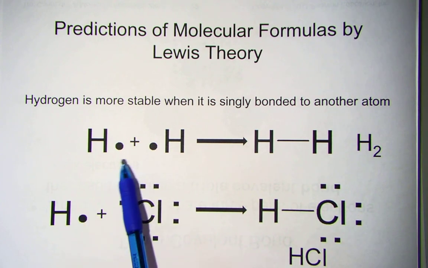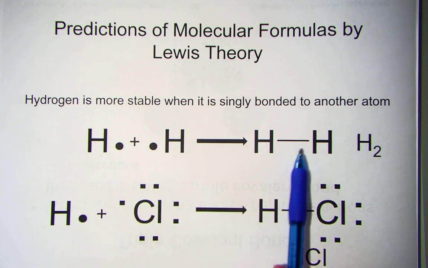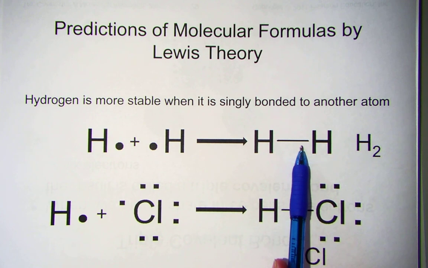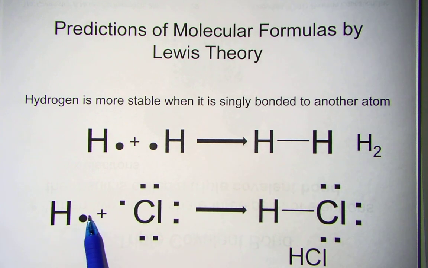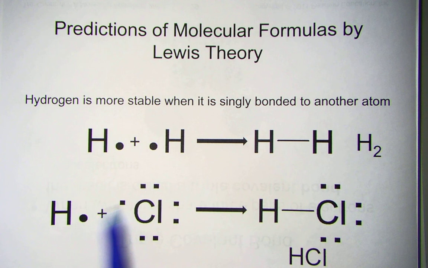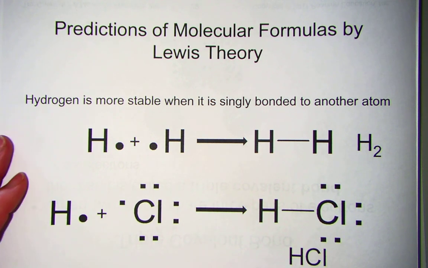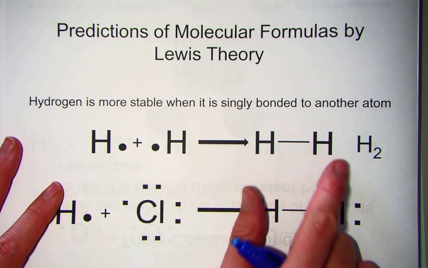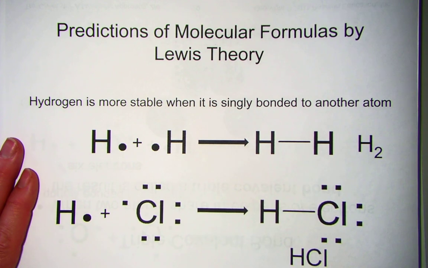Remember, hydrogen is much more stable if it only shares 1 pair to become like helium. So hydrogen does not obey the octet rule. Hydrogen only needs 2 electrons to fill its shell. Hydrogen needs to be like helium, its noble gas in period 1. So when hydrogen combines with itself, we have a shared pair. When hydrogen combines with someone else, I usually think of it as plugging a hole.